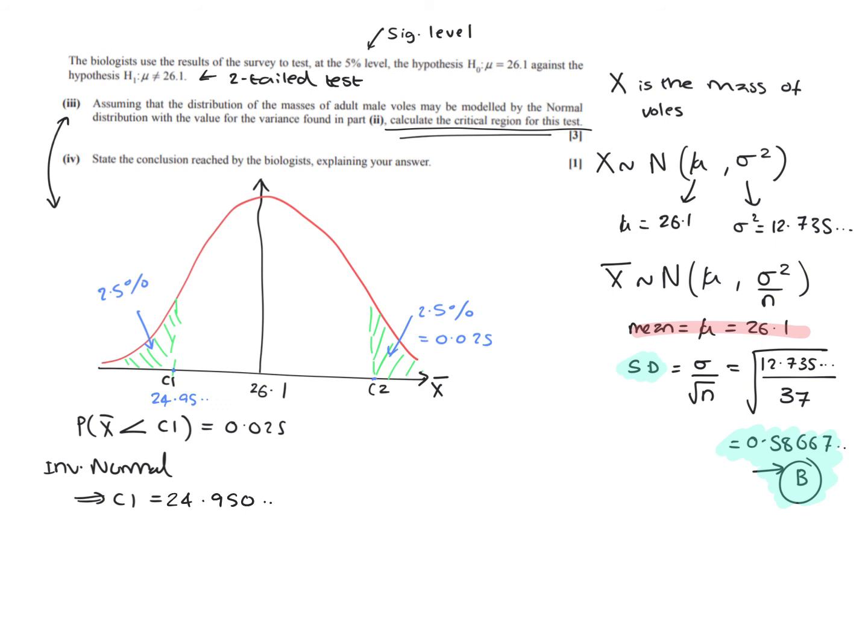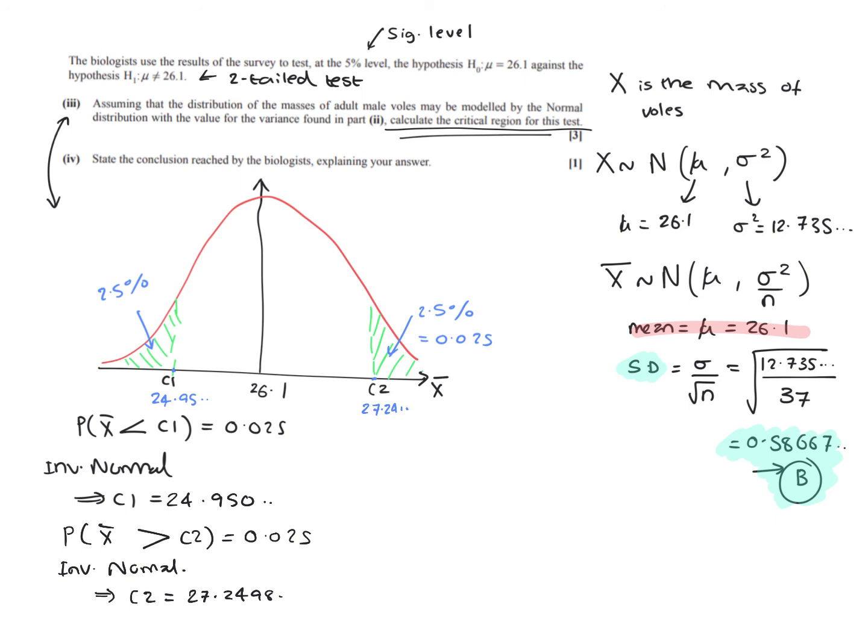Now the upper critical value, the probability that x bar is greater than C2 is equal to 0.025, and again using the inverse normal I simply need to set this up for a right hand tail. Everything else stays the same, and this then gives me a value of 27.2498... So the upper critical value is 27.24... So we have our critical region.